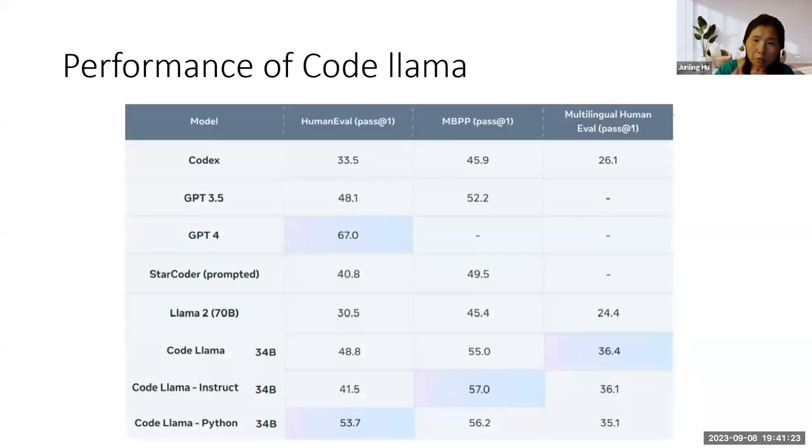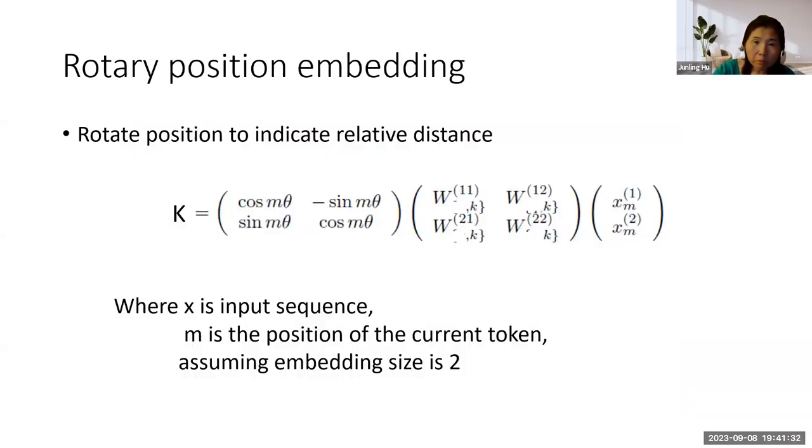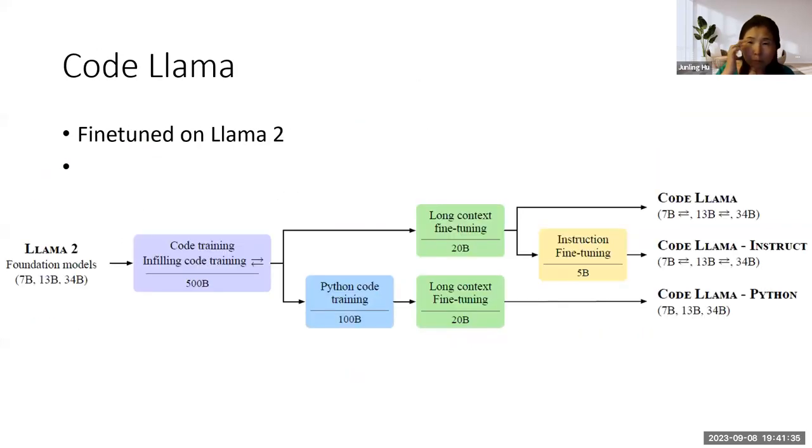This is very interesting. Then if we take a look at the performance, let me go back to this picture. I talked about the two major innovations for Code Llama. One is introducing causal masking using infilling. Infilling is taking something out and then filling it back, so infilling code training. Second is using rotary position embedding to allow long context fine tuning. And that generated Code Llama.